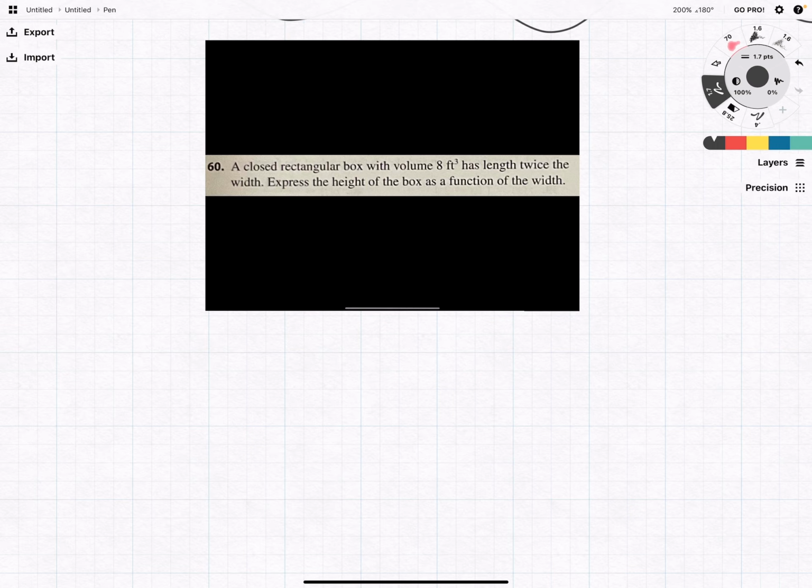This is Stewart Calculus 8th edition, section 1.1, problem number 60. For problem 60 it says, a closed rectangular box with volume 8 feet cubed has a length twice the width, so express the height of the box as a function of width.